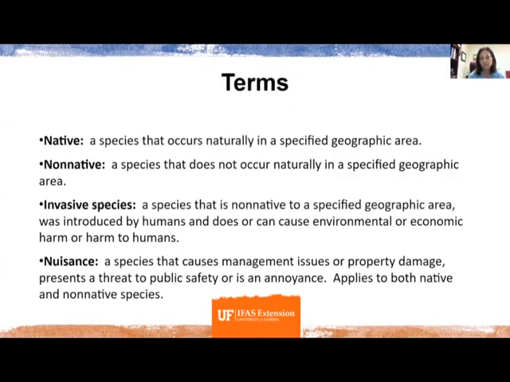So some terms, because we all have to have some vocabulary, right? Native means a species that naturally occurs in that specified geographic area. Non-native is a species that does not naturally occur in the geographic area. And so an invasive species is a species that's not native and can cause a problem. So it causes environmental problems, economic harms, or actual harms to humans. A nuisance is a species that just causes management issues or property damage or threatens public safety, but generally is just an annoyance. A nuisance species can apply to both native and non-native species.